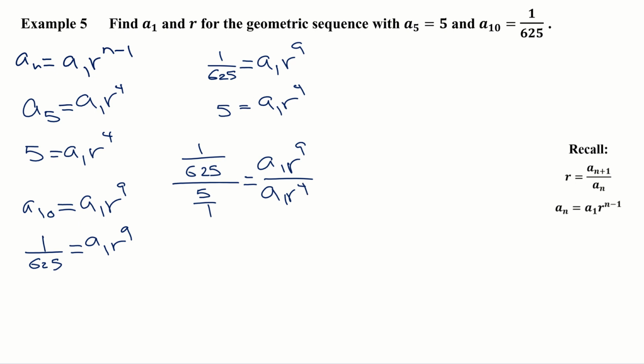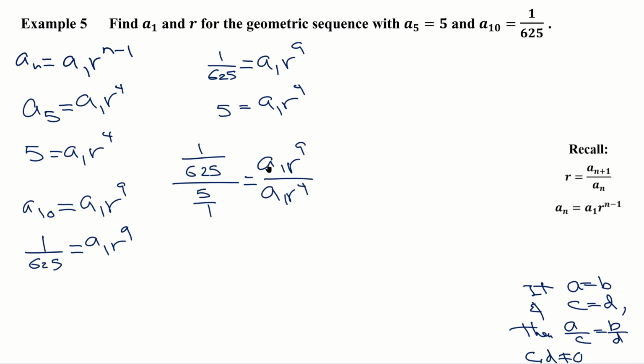And of course we can do this because of one of the versions of the division property of equality, which says if a is equal to b and c is equal to d, then a over c is equal to b over d, as long as c and d are not what? 0. And we don't need to worry about that here because neither one of them are 0.